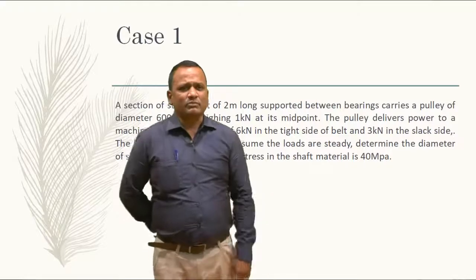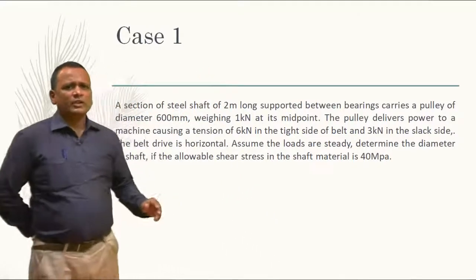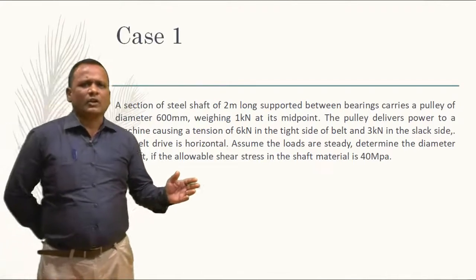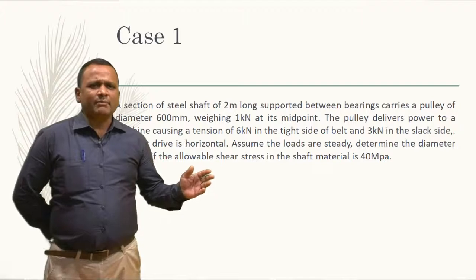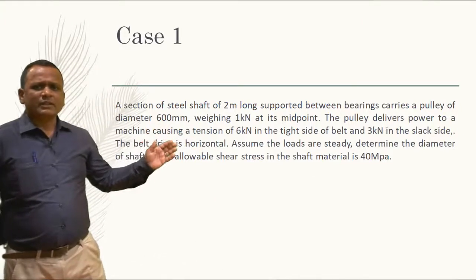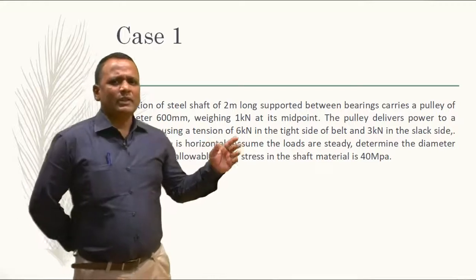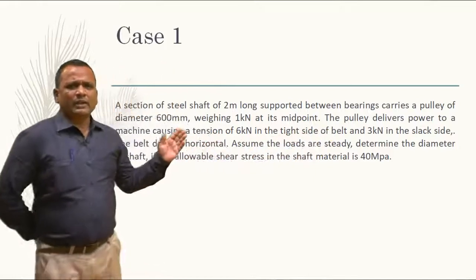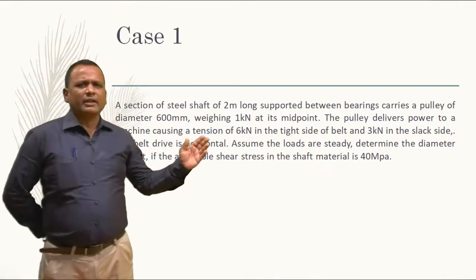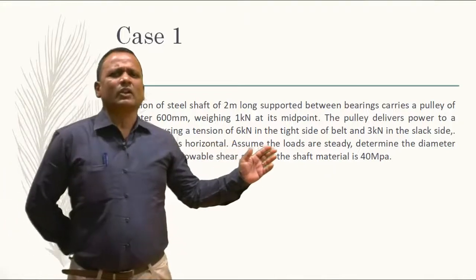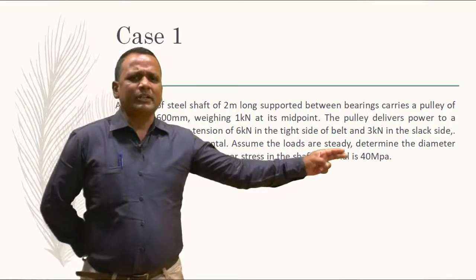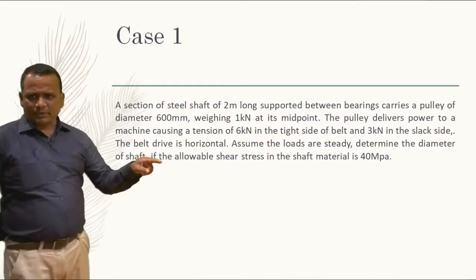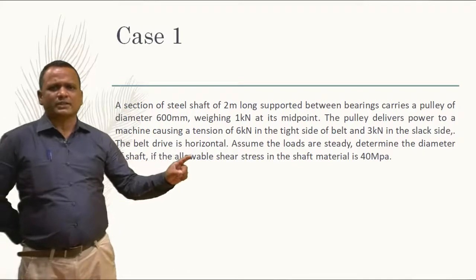So the first example I have to take is case 1, where a section of steel shaft 2 meters long, supported between bearings, carries a pulley of diameter 600 mm, very important, 600 mm, weighing 1 kN at its midpoint. The pulley delivers power to a machine, carrying a tension of 6 kN in the tight side of the belt and 3 kN in the slack side of the belt. And the belt drive is horizontal, very important over here. This statement, the belt drive is horizontal, is very important.